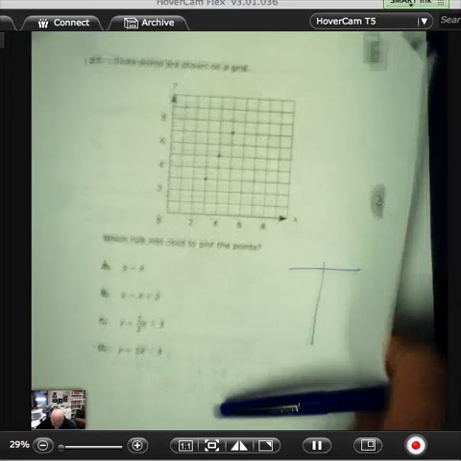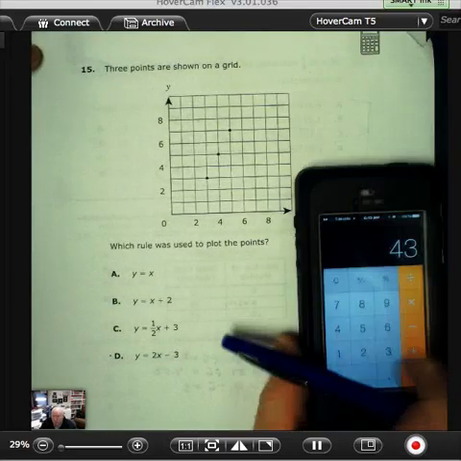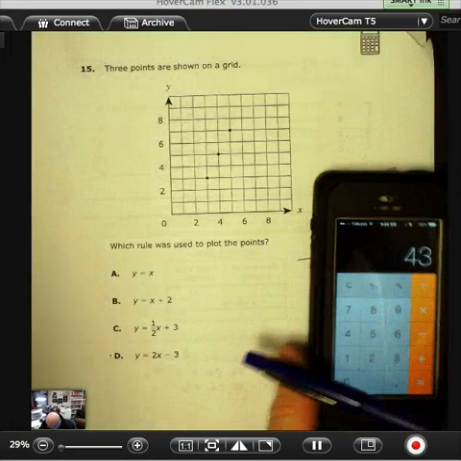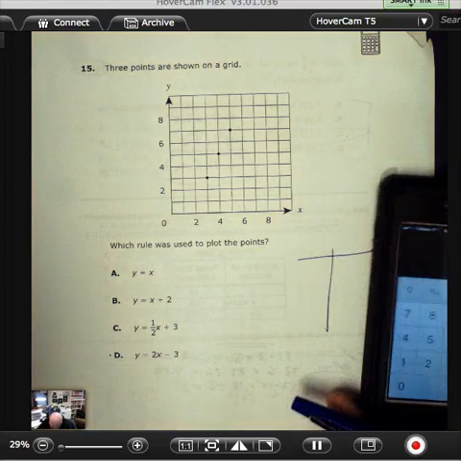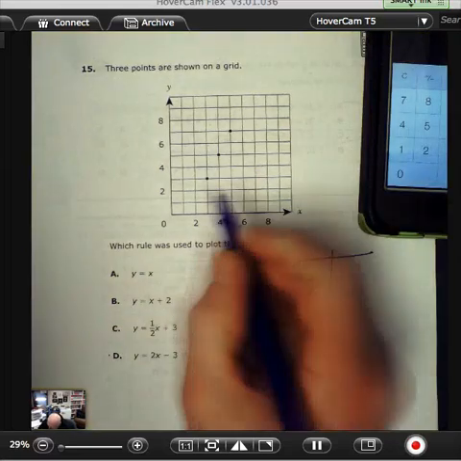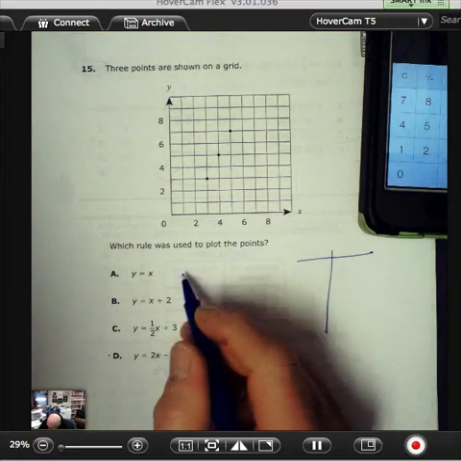That one you had to work backwards on. I think that's the most efficient way for a young kid to solve it. All right, 3 points are shown on a grid. Here, here, and here. Which rule was used to plot the points?